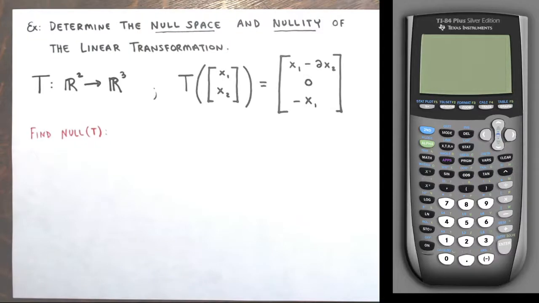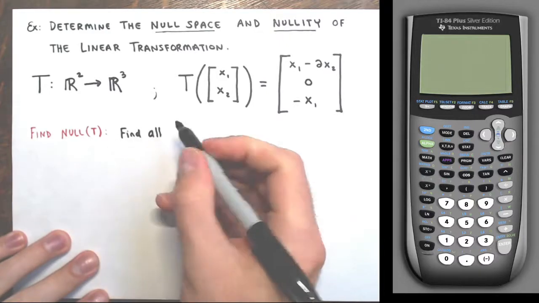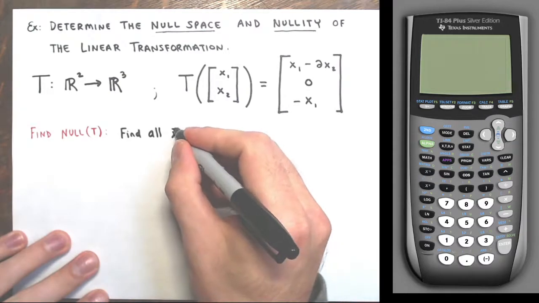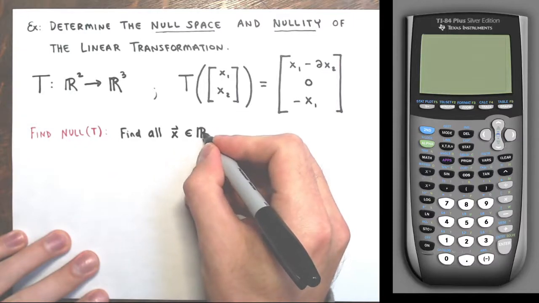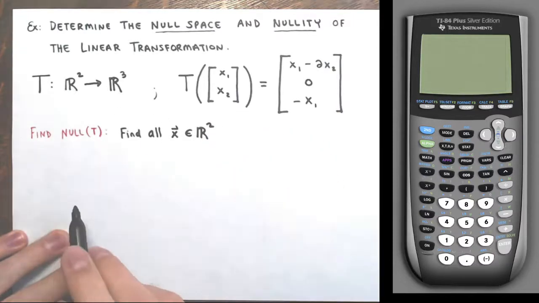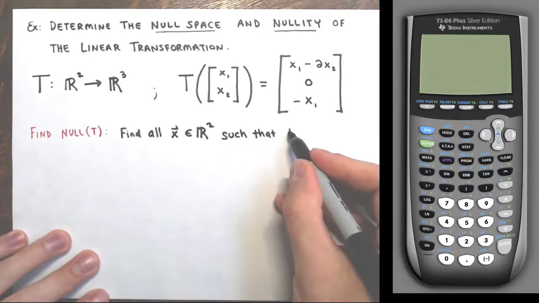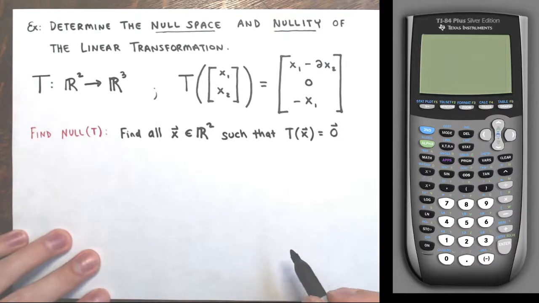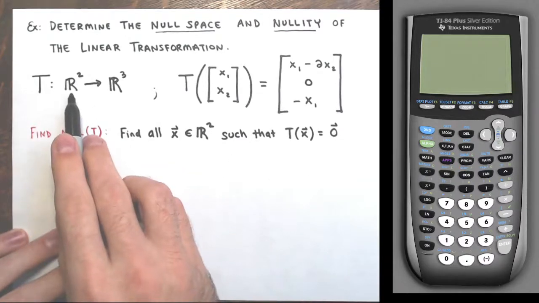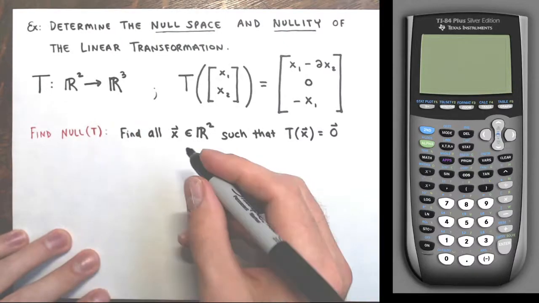what I'm going to be looking for are vectors from the domain. I want to find all the vectors, and I'll call them x. I know I called them v earlier, but it doesn't matter. Find all the vectors from the domain, which here is R2, such that T of x is equal to the 0 vector in R3. So find every vector from the domain that maps to the 0 vector in the codomain.